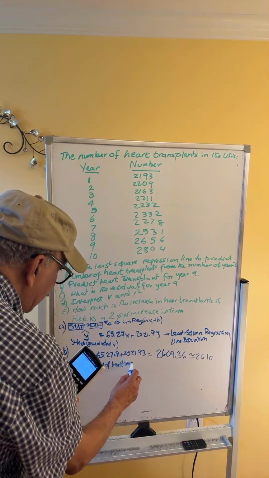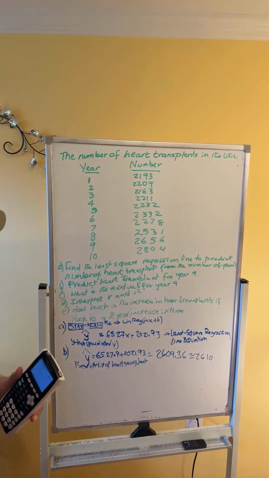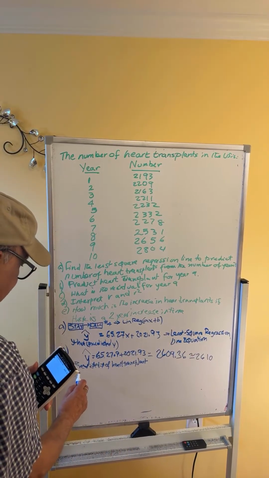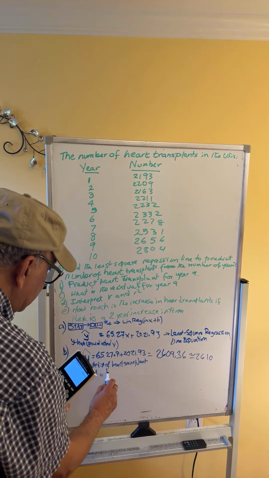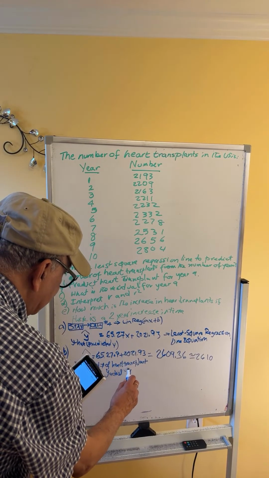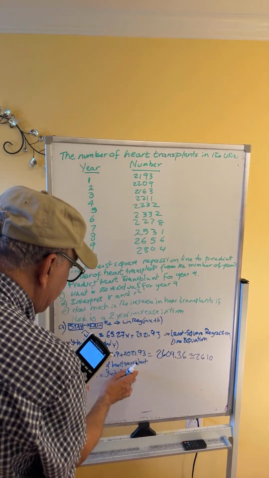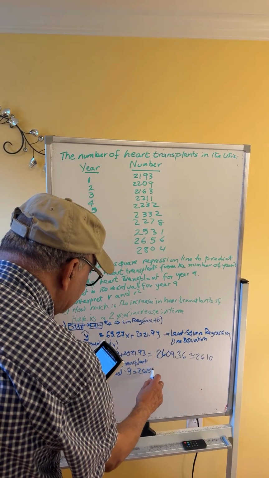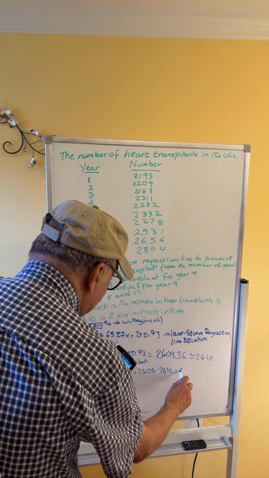Then they ask us in part C, what is the residual for year 9? The residual is the error between the actual and the forecasted or predicted value, which is y actual minus y hat. My actual I get from the table, year 9 is 2656, minus 2610, and that is my error.